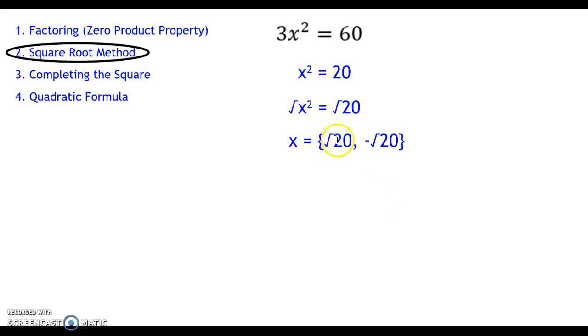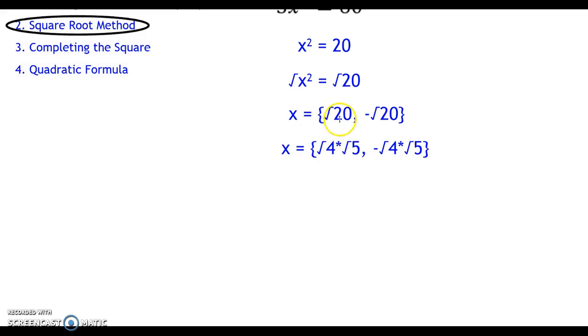In this case, 20 has a perfect square that is its factor, which is 4. So what we're going to do is represent these radical 20 and negative radical 20 as the product of a perfect square and a non-perfect square. Here's how that looks. And you can see that I split it into the perfect square and the non-perfect square for both cases. Now I'm going to evaluate the square root of 4, and I should get 2.